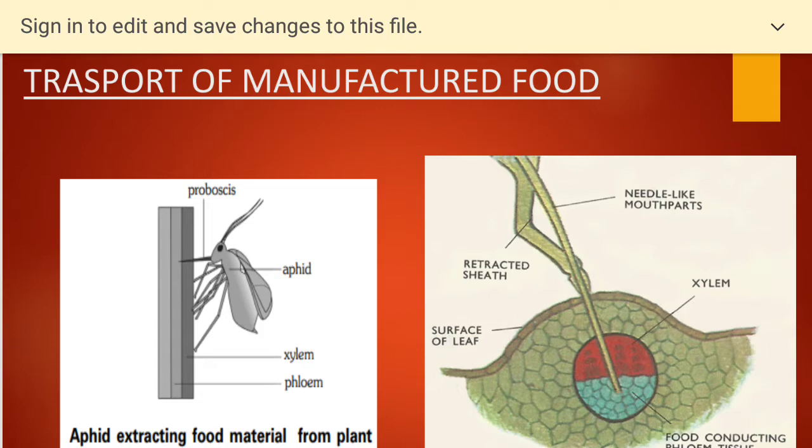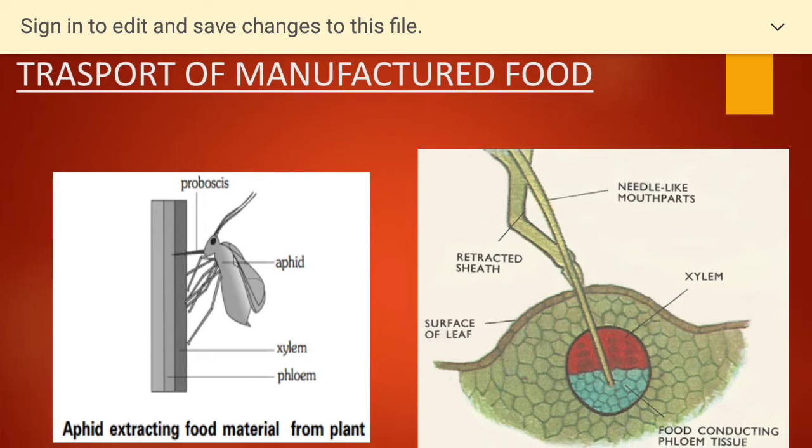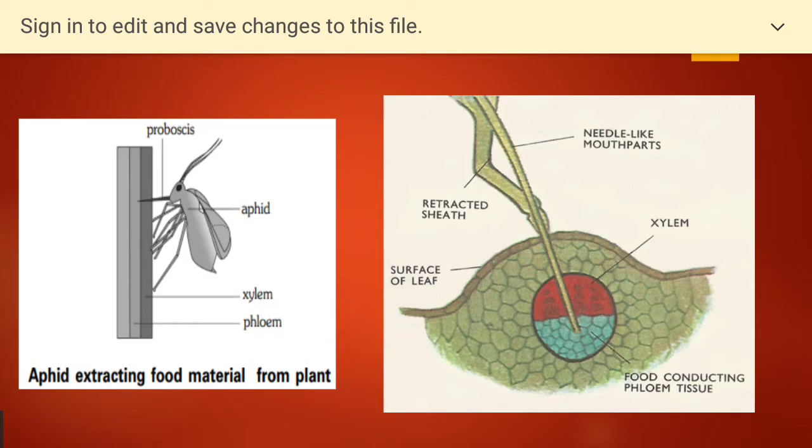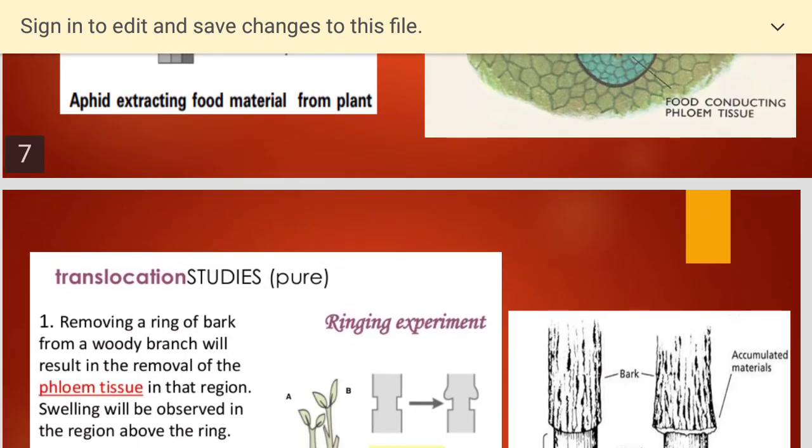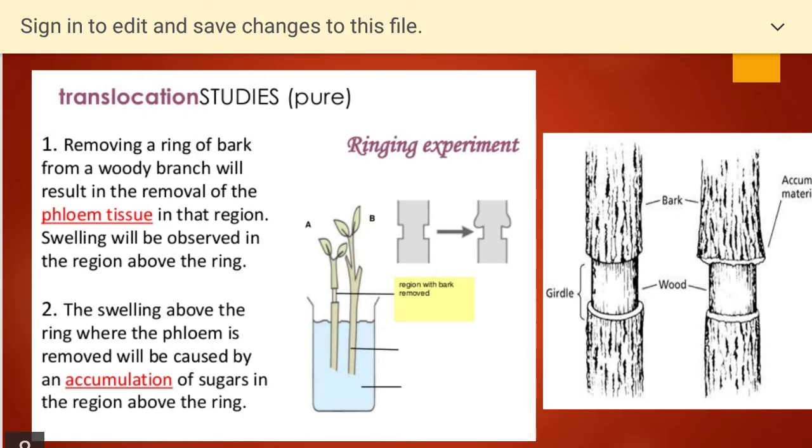This experiment was conducted by a scientist taking a section of the proboscis, where he observed that food was present and the food was derived from phloem. You can see in this second figure how the needle-like mouth part, the proboscis, has entered the phloem and is deriving the food particles. That is called translocation.